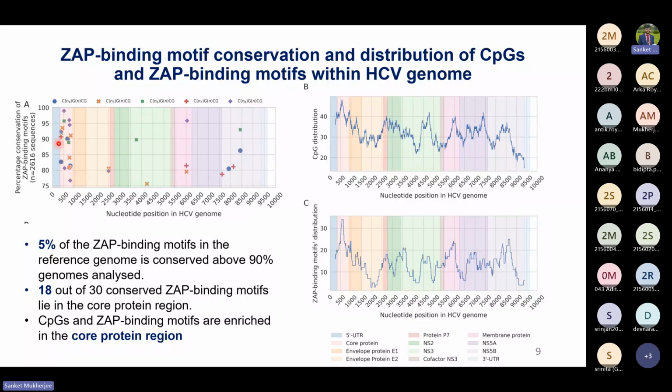And the interesting part of this analysis was that most of the ZAP binding motifs were concentrated at the core region of the viral genome, while other places it was sparsely populated. So it is interesting to see that the core region of the virus maintains its sequence, and it is not that mutable. So that is one very interesting finding from this paper.